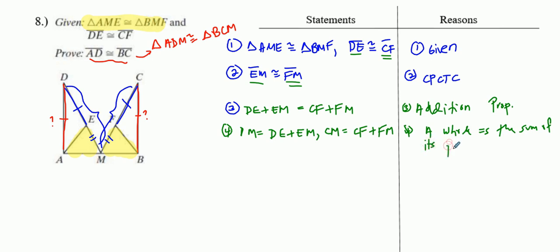And we always follow up a whole equals the sum of its parts by substitution. So in step 5, I'm going to replace DE plus EM here with DM, and I'm going to replace CF plus FM with CM. So those sides DM and CM have to be congruent. And that's helpful because it's a pair of sides in the larger triangles, which I want to show are congruent.